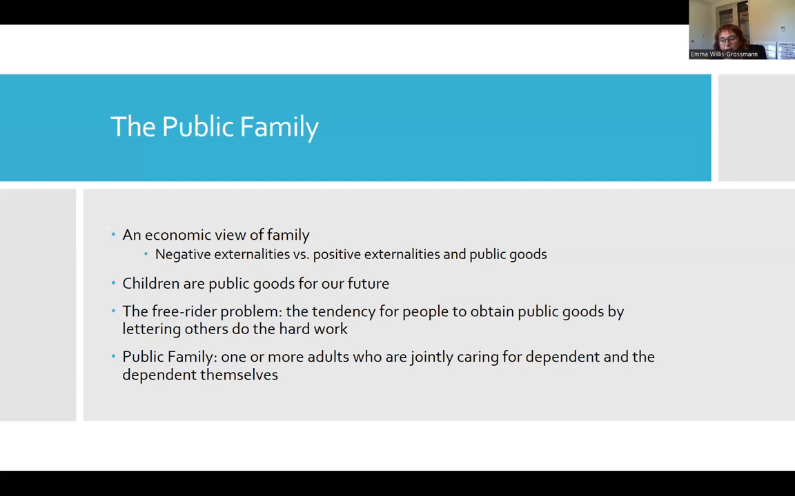And when we look at family through a more public lens, we look at how a family contributes to public welfare. Therefore, when we define the public family, it's one or more adults who are jointly caring for a dependent and the dependents themselves. Dependents don't have to be children, but can include people who are in need of care, elderly people, sick people, people like that.